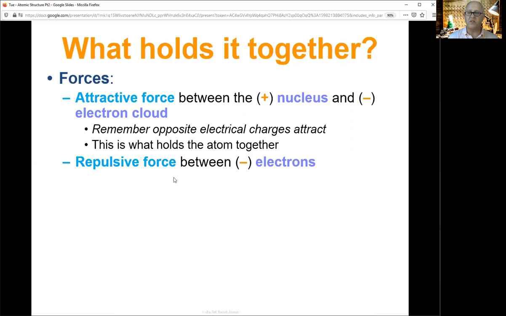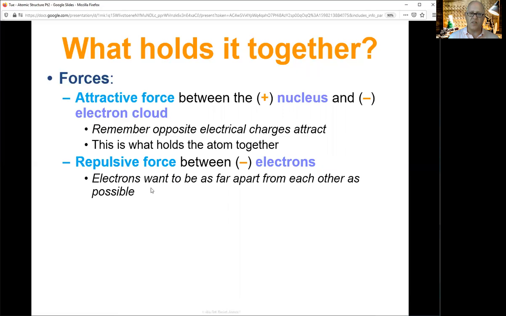Now, there is a repulsive force between the electrons. Those electrons, as they get near each other, are negatively charged. They want to push away from each other. These electrons want to be as far apart from each other as possible, and it's what gives the electron cloud its volume. Because as those electrons get near each other, they want to run away from each other, since a negative charge and a negative charge repulse each other. They reject each other and they create that big cloud.